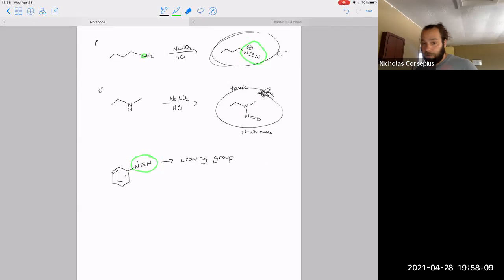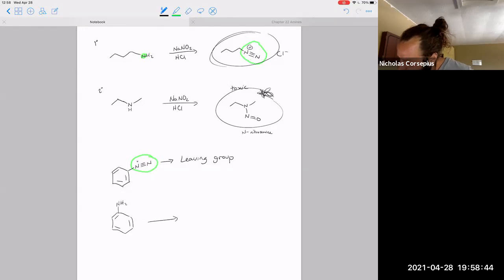So yeah, so just have that glued in your brain. That diazonium group is going to play the role of a leaving group when it's attached to a ring. So anytime you see aniline being hit with nitrous acid, or again, as the book lays out, usually you do sodium nitrite and then HCl. But whatever, let's just make it nitrous acid.